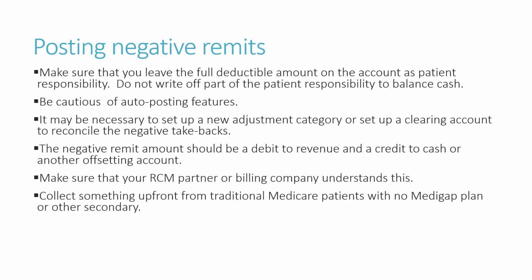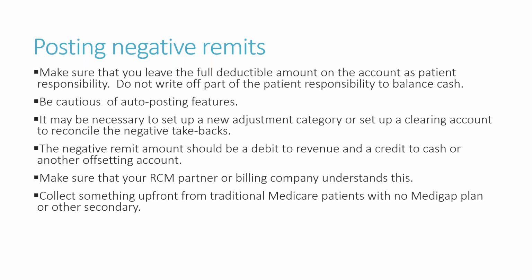Okay. All right. So when we're posting negative remits, we want to make sure that we leave the full deductible amount on the patient account as patient responsibility. Often we're tempted to write off part of the patient responsibility to try to balance cash, and we really want to leave that on. So whatever adjustment you make for the negative remit is going to be made outside of the patient account level. I hope that makes sense.